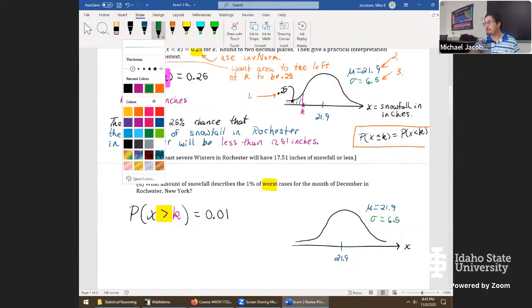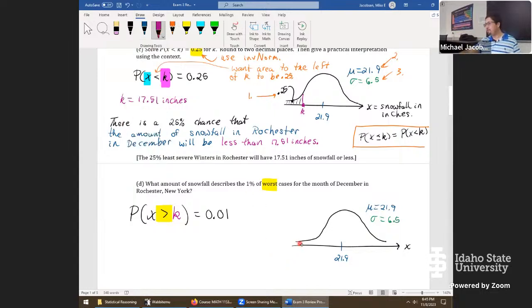Next, we have to place K. If I placed it here, it wouldn't be quite right. With that red dot in that location, we are talking about the area to the right of K being 0.01, but that would be more like 99% if we put it right there. So instead, we put our value way over here. At 1%, you probably want to go a little bit further to the right. So here's K. It would be even further to the right there, but don't worry too much about trying to make a perfect graph. Just make it close to believable.